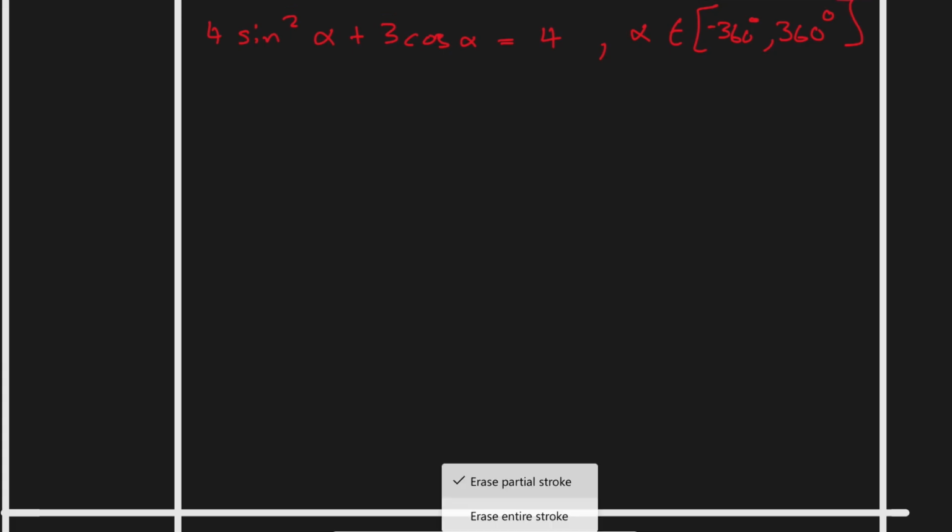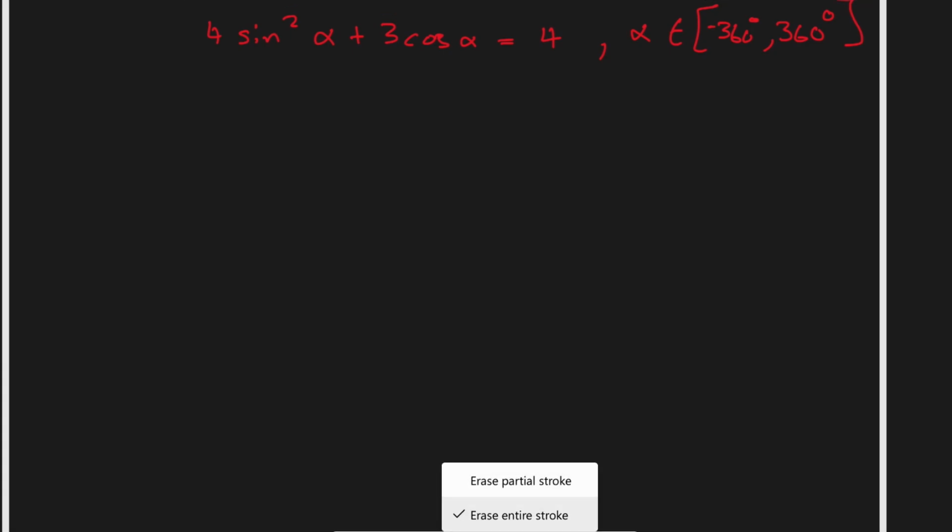Okay, so now what do we have? The first problem that we have to solve for x. If we had 4 sine squared alpha plus 3 cos alpha being equivalent to 4, and then we are given a restriction that alpha is an element between negative 360 degrees and 360 degrees. So that means we must solve for that.